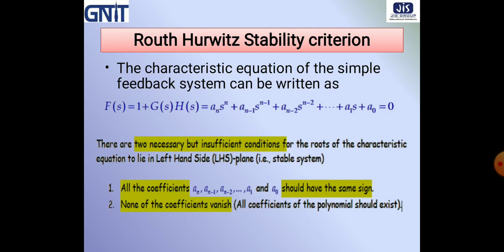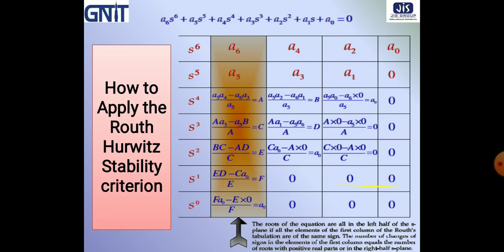So these are the Routh-Hurwitz stability criteria, and we have to check the first column of the Routh array. If all the elements are of the same sign, then the system is stable. If there are any sign changes, then the system will be unstable. And if the system is unstable, that means there are some poles present in the right half of the S plane.